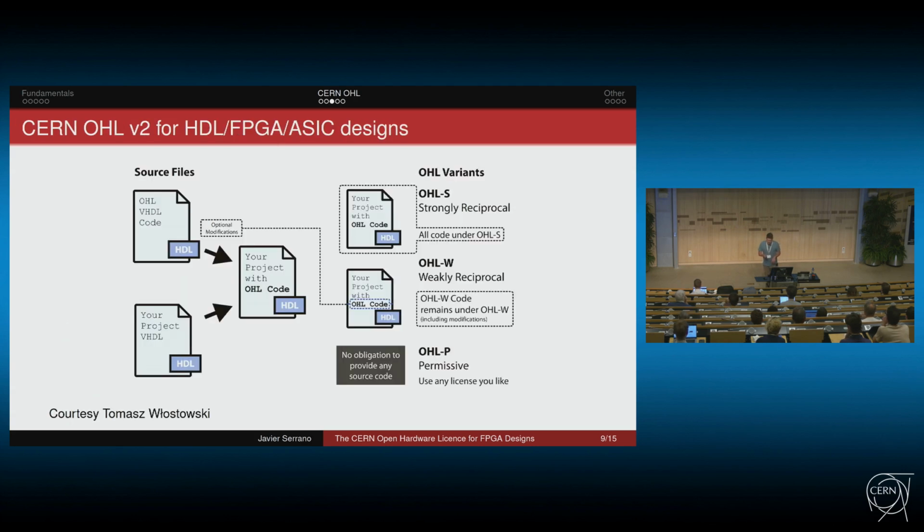Here's a graphical depiction of what I said. So imagine you have a piece of HCL code released under one of the 3 licenses, and this is your project. You embed this core in your project, and depending on what was the original license for this code, if it's permissive, you don't need to release anything. If it's weakly reciprocal, you just release the modifications you did to this code. And if it's strongly reciprocal, you release the whole design.